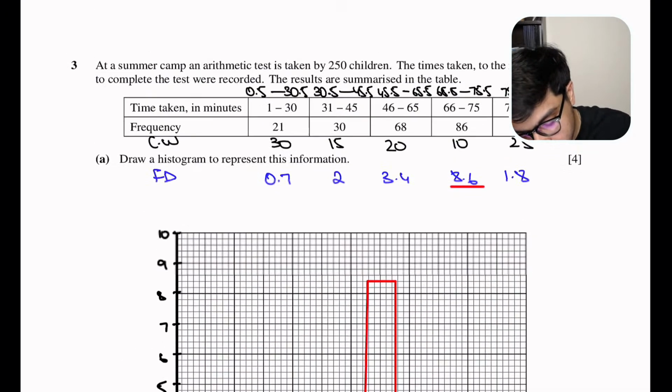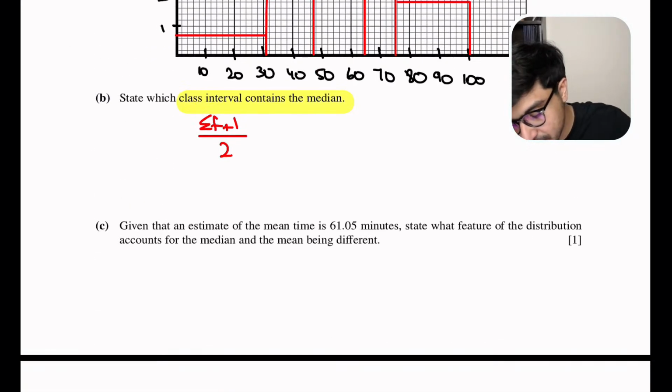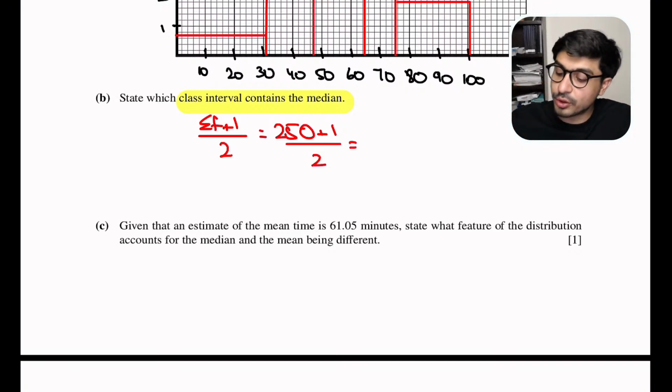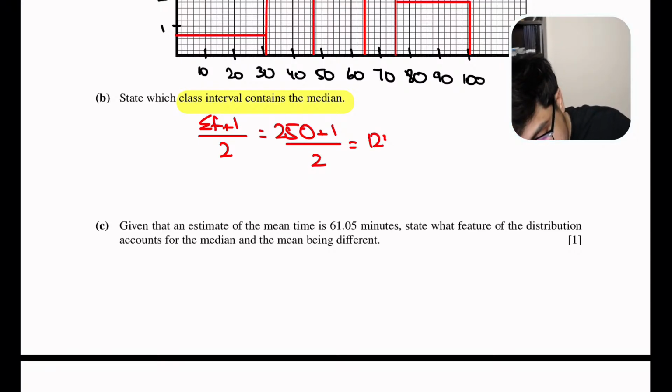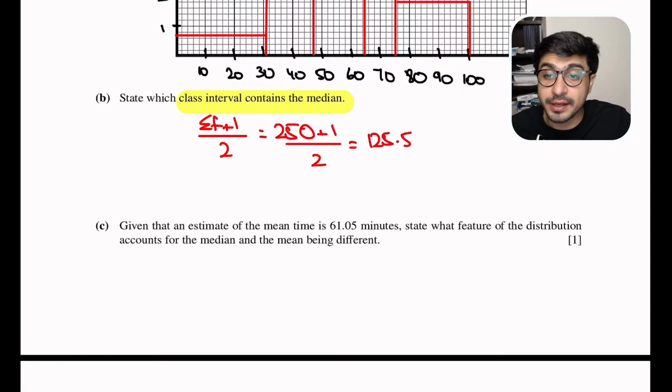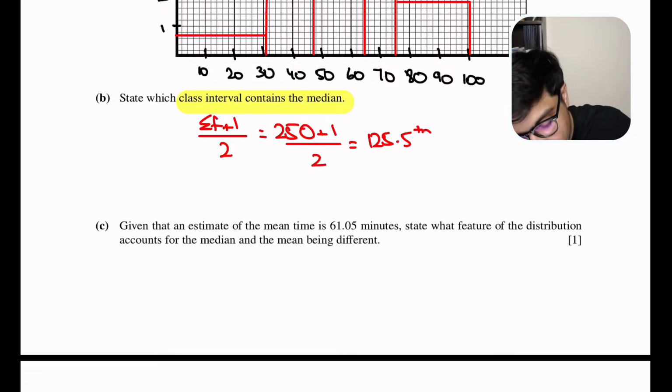So what is the total of frequency? The total of frequency is 250. So 250 plus 1 is 251, upon 2. So 251 upon 2 becomes 125.5th term. Again, this is the median class, so we're going to round it up, and it's going to be the 126th term.